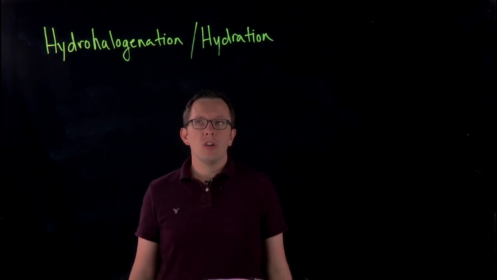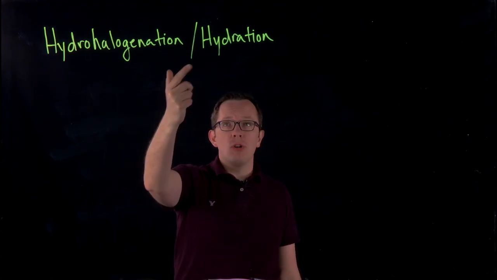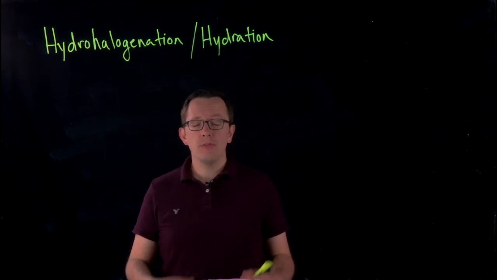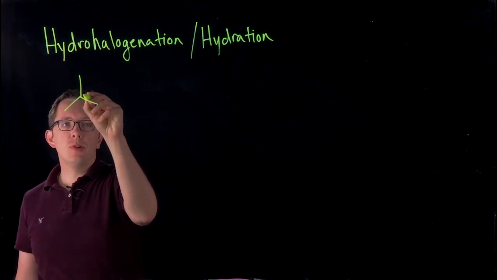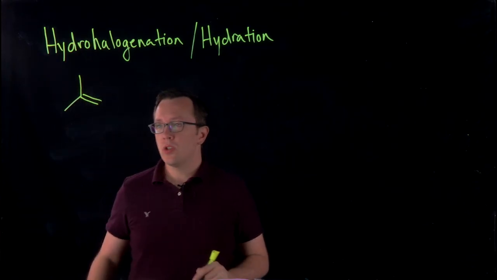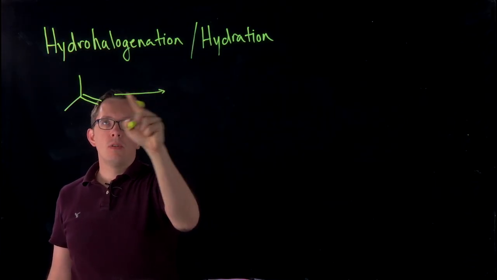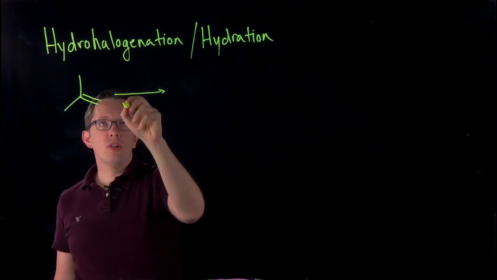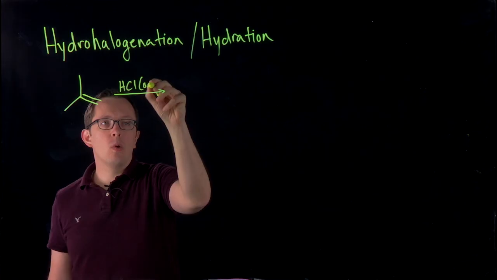Okay, the next reaction we're going to talk about is the hydrohalogenation reaction, and we're also going to talk about the hydration reaction because they're very similar. Okay, so we're going to start out with a simple alkene structure, isobutylene. And in this type of reaction, for hydrohalogenation, we are going to react it either with HCl or HBr.